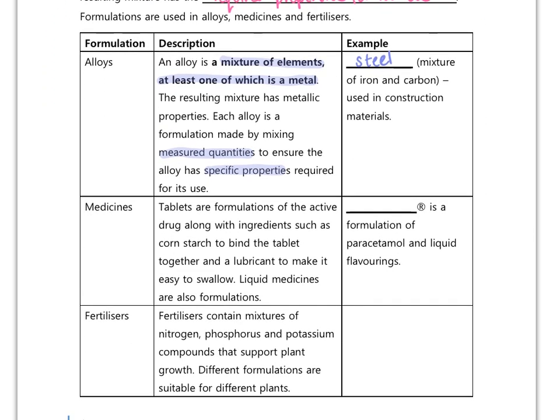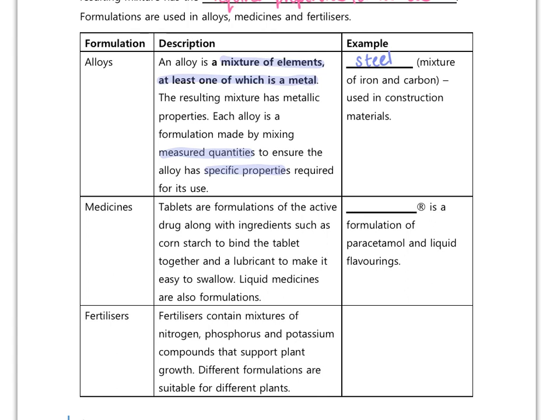Formulations are also used in medicines. So for example, the likes of paracetamol, it can be sold to you in the form of a capsule or a tablet, or even like a round tablet that is a little bit easier to swallow. Or you can even get medicines in liquid forms, and those are also formulations. So the likes of Calpol is a liquid form of paracetamol that is quite often given to children because it's easier to swallow.